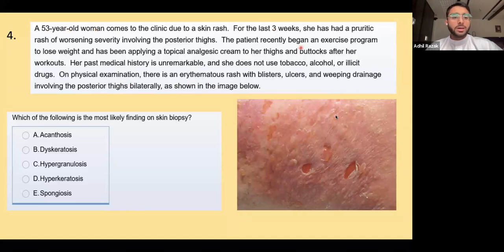All right, one more question on this topic. Just to read it quick. This is a 53-year-old woman who comes to the clinic due to a skin rash for the last 3 weeks, a pruritic rash of worsening severity involving the posterior thighs. Keep in mind, it's 3 weeks. The patient began an exercise program to lose weight, applying topical analgesic cream to her thighs and buttocks after her workouts. History is unremarkable. She does not use tobacco, alcohol, or drugs. On physical examination, it is an erythematous reddish rash with blisters, ulcers, and weeping drainage. It involves the posterior thighs and it is bilateral. Which of the findings will be most likely in this patient?